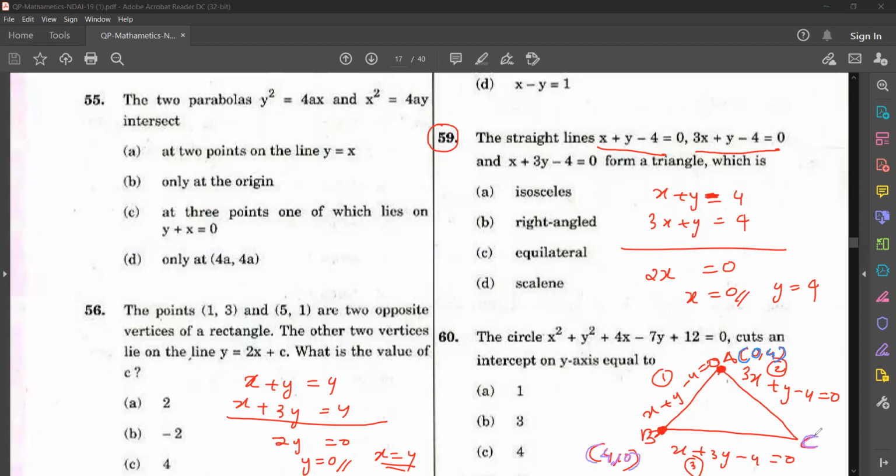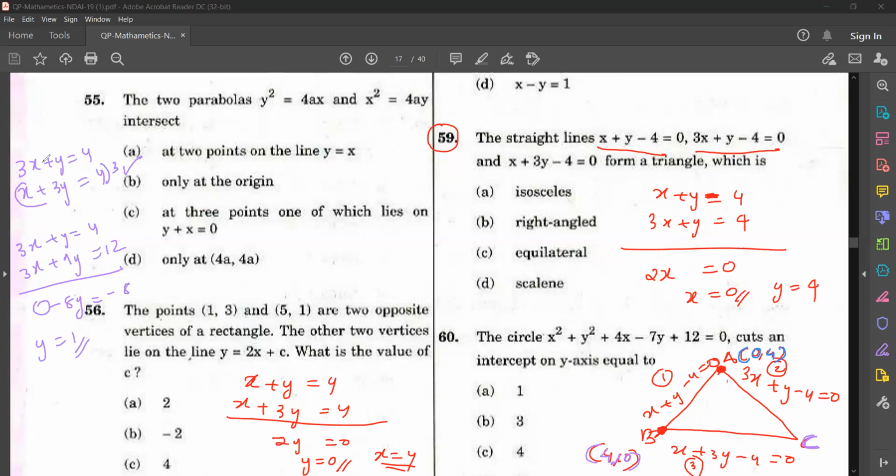Now what about the point C? You solve these two equations to get point C. So I'm going to solve 3x plus y equal to 4 and x plus 3y equal to 4. For solving, I'm multiplying the second equation with 3. So I'll get 3x plus y equal to 4 and 3x plus 9y equal to 12. Subtract them, so you get 0 plus 0 minus 8y equal to minus 8. So y equal to 1.